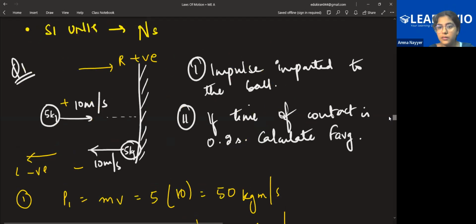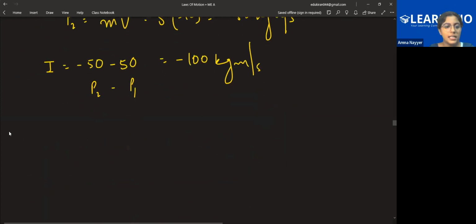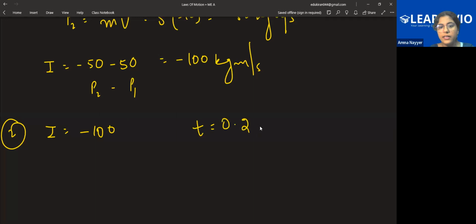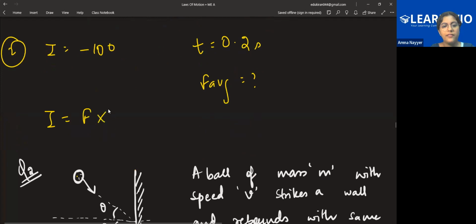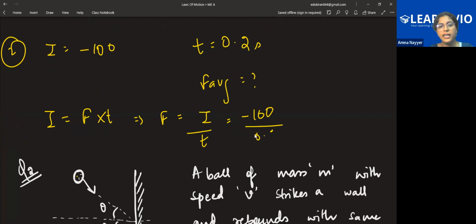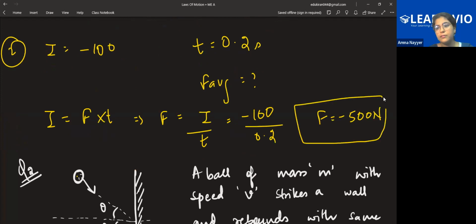Second part. If the time of contact is 0.2 seconds, now you have to calculate the average force. Impulse is minus 100, time is 0.2 seconds. So I is equal to F into T. Force we have to calculate, so force will be impulse by time. So minus 100 by 0.2, 2 will go, so minus 500 Newton. Yes, minus 500. Write it down. One more question, we'll see.